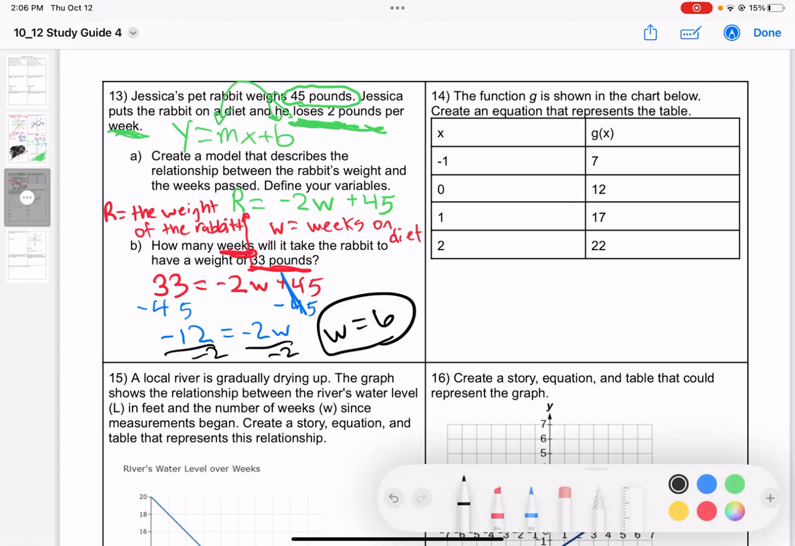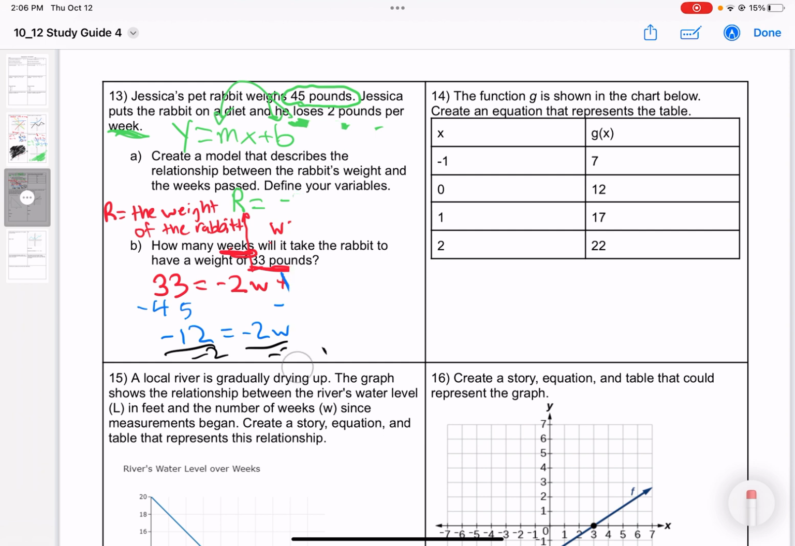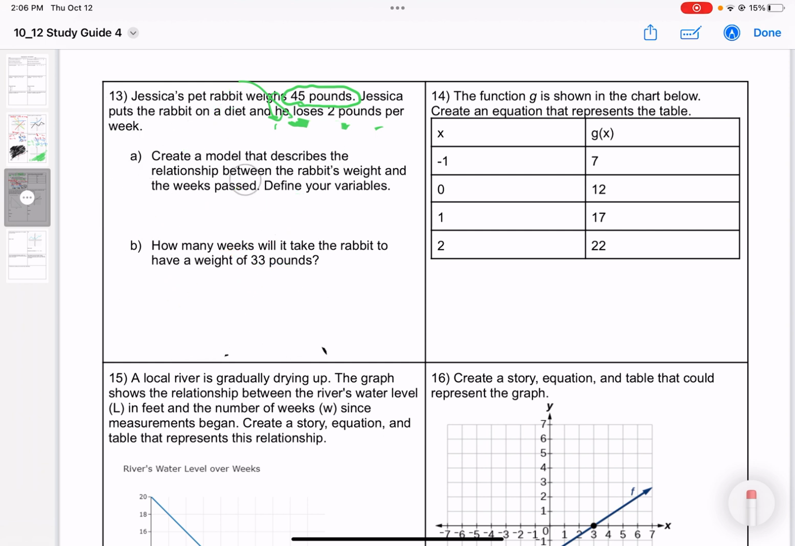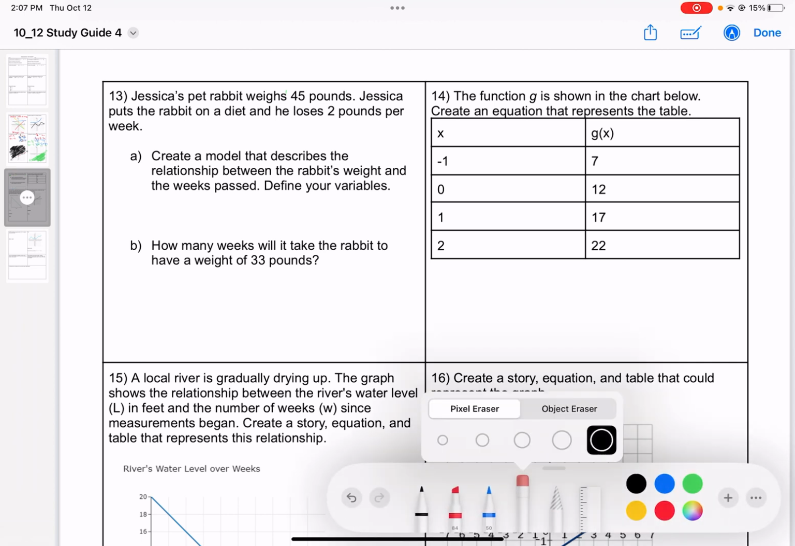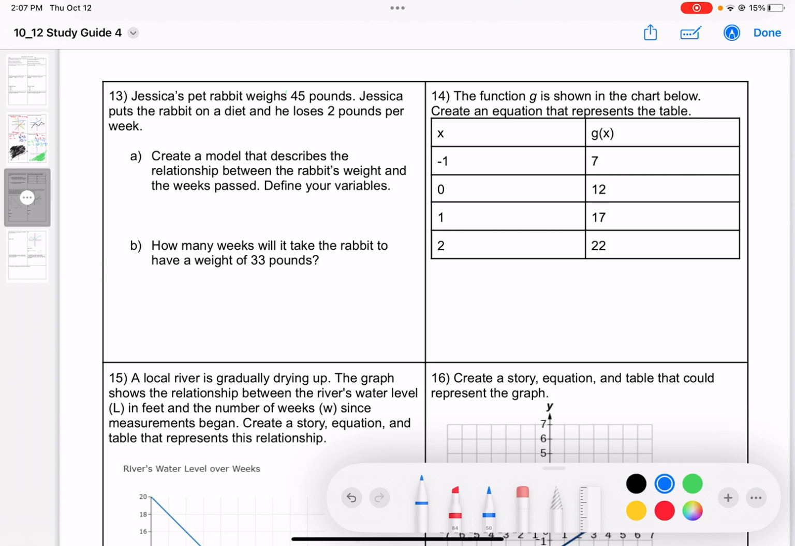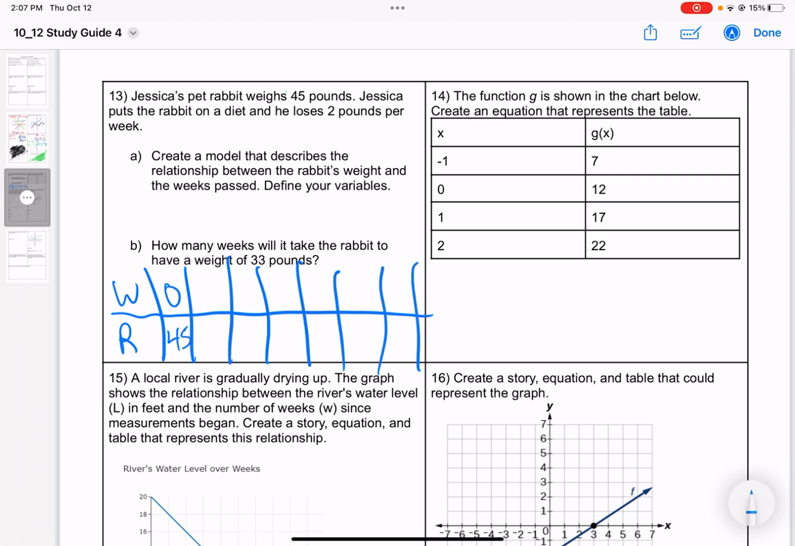Now, I'm gonna erase this real quick. So you might need to pause and rewind the video. But there's another way you could have done this. You could have made a table that showed the relationship. So here we have weeks and the weight of the rabbit. At 0 weeks, we know the rabbit weighs 45 pounds. At 1 week, he's losing 2 pounds per week, 43.